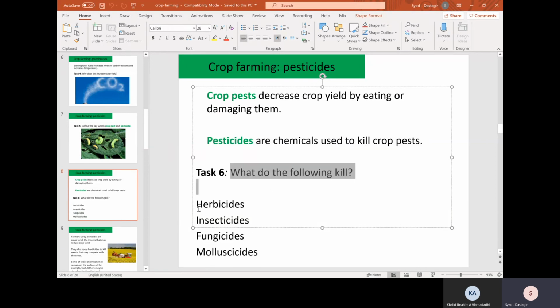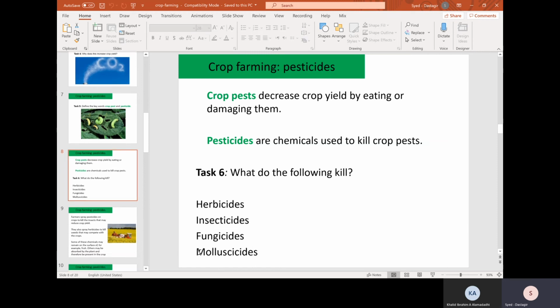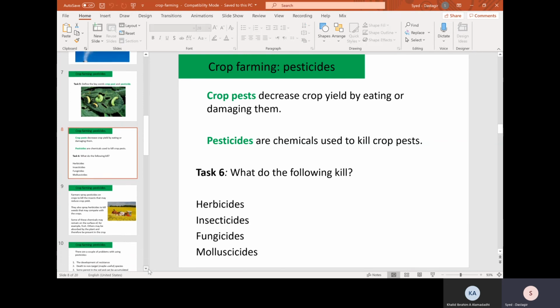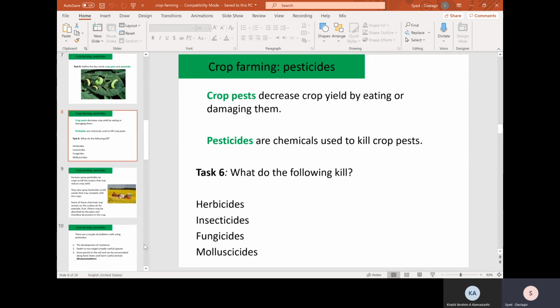So what do you think the following kill? Herbicides. What do you think? Herbs. That's a clue. Insecticides, insects. Fungicides, fungi. Molluscicides, if I pronounce that correctly. If you Google this word, you'll find out what they are. Think about snails and slugs.